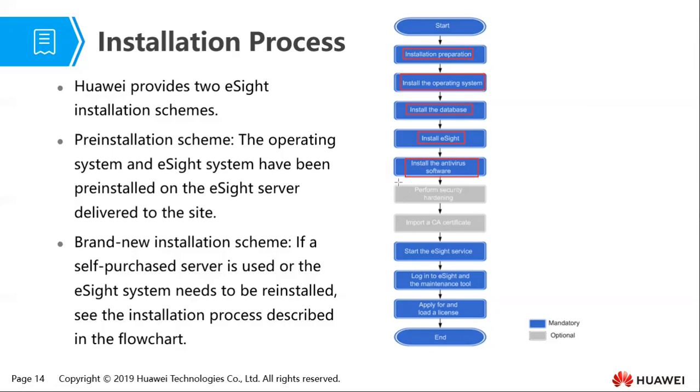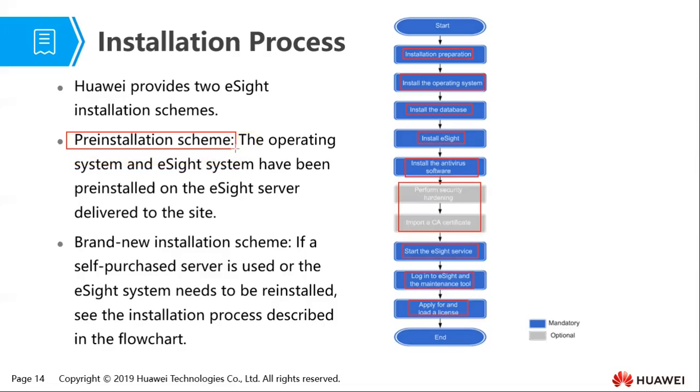We also have optional procedures here, like performing security hardening and importing CA certificates. So after doing that, you can now start the eSight service, and you can log in to eSight and perform several procedures. So really, that is the flowchart for doing this. Now, Huawei provides two eSight installation schemes.